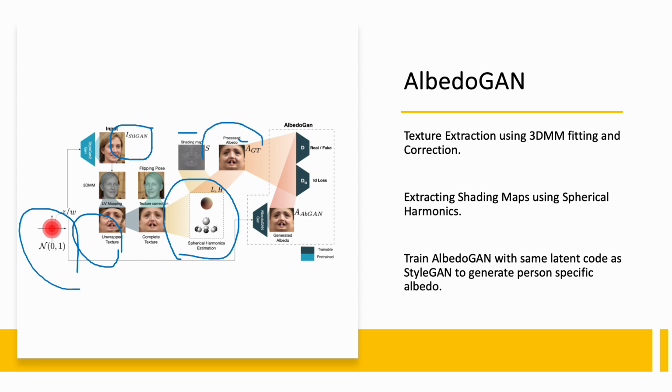Now this albedo is used as a ground truth to train the AlbedoGAN, which is basically a StyleGAN based generator. We have applied identity loss to maintain the identity similarity between generated albedo and the corresponding 2D image. Here are some of the results of AlbedoGAN. As you can see, our AlbedoGAN can generate high quality and high resolution images of 1024 x 1024.